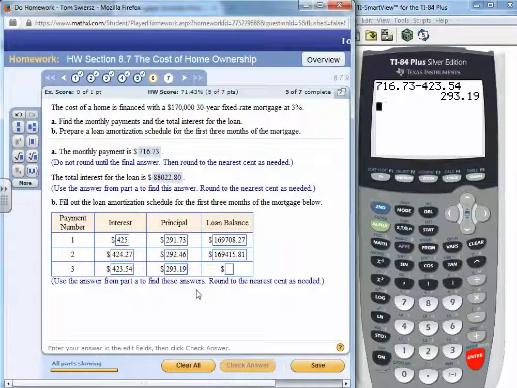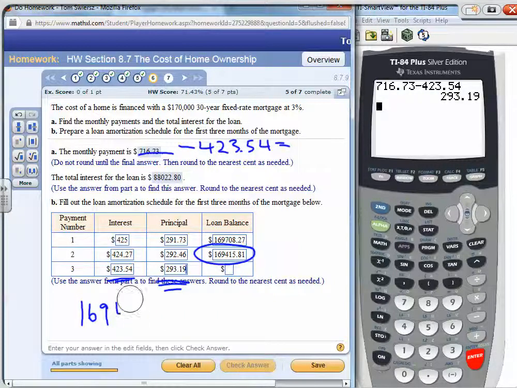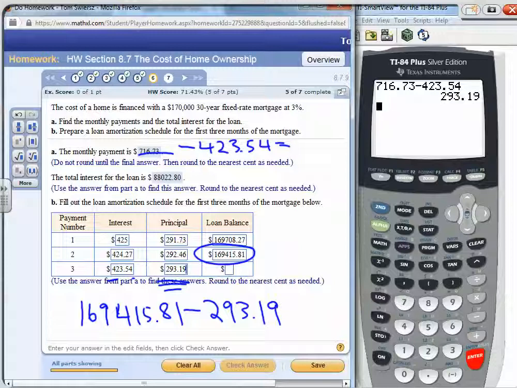Again, this number was 716.73, the payment, minus 423.54, the amount of interest, and that leaves us with 293.19. That goes towards principal. Now, what's the balance after the third month? Well, remember, it was down to 169,415.81. Subtract the money going towards principal, which is now 293.19, and that will give us our loan balance after 3 payments, or the third month.